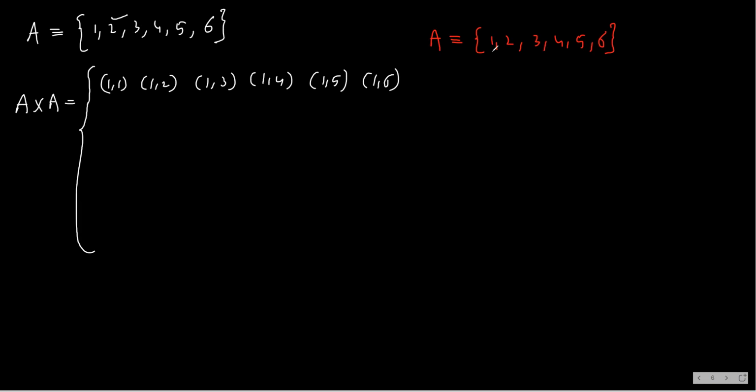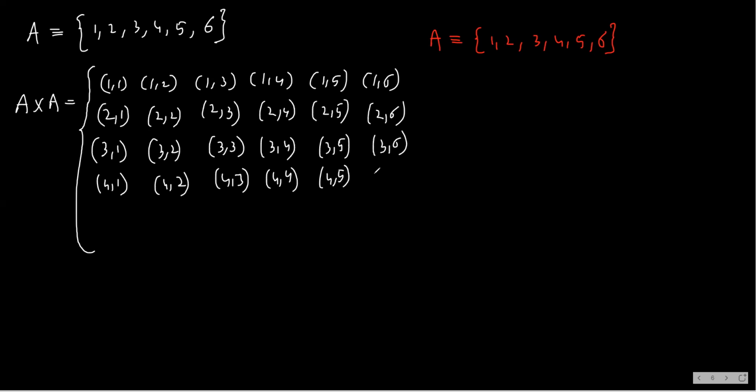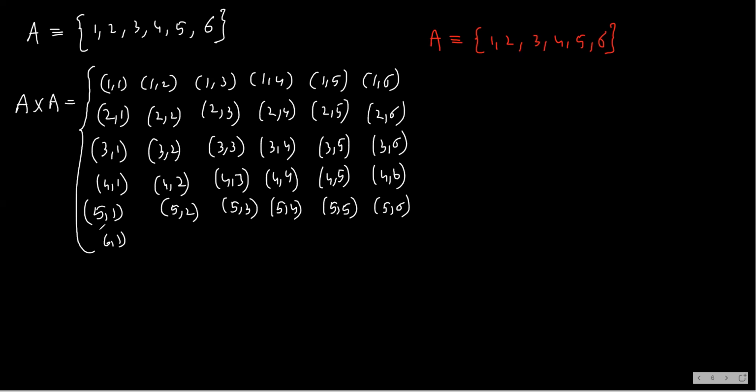Then you will take 2 from here and the 6 elements from the other set. So you will have 2, 1, 2, 2, 2, 3, 2, 4, 2, 5, 2, 6, then 3, 1 through 3, 6, then 4, 1 through 4, 6, then 5, 1 through 5, 6, and finally 6, 1, 6, 2, 6, 3, 6, 4, 6, 5, and 6, 6.